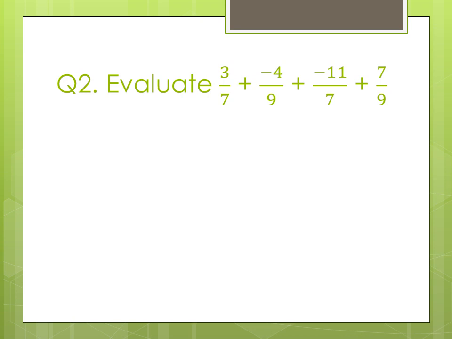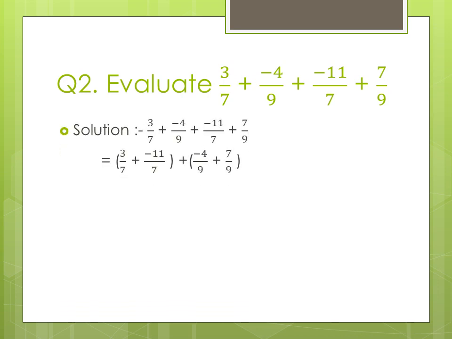Okay, so the next question is to evaluate these things. If you observe, these are four different numbers we have. As I explained in the last example, our first target is to see if the denominators are the same, or else take the LCM. So what we have done here is taken two different quantities with the same denominator. Here 3 by 7 and minus 11 by 7 we take in one bracket, and minus 4 by 9 and 7 by 9 in the second bracket.